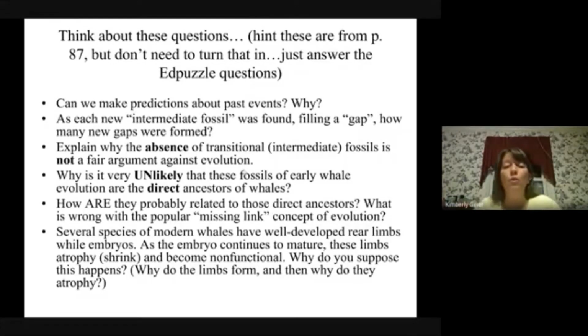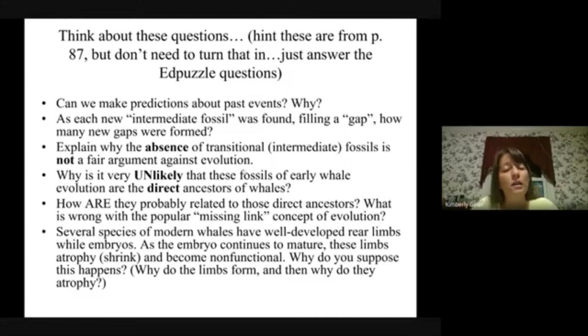So why is the absence of transitional fossils not a fair argument against evolution? Because are we ever going to fill in all of the gaps? No, that's totally unreasonable, because we're not going to be able to get every single gap totally filled in, because every gap that we fill in, we really make more gaps. They're smaller gaps, but there are more gaps every time.